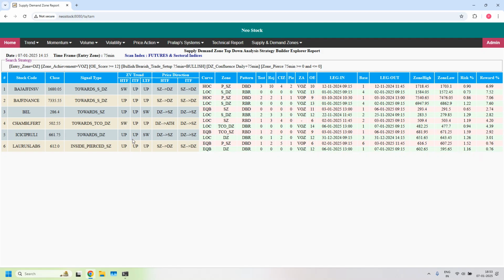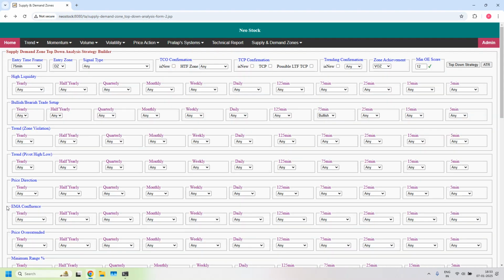And daily trend is up in all these stocks, ITF trend. Because 75 minutes demand zone is part of the daily demand zone, and if the daily demand zone is having daily EMA confluence, they are even more high probability trade setup supported stocks.